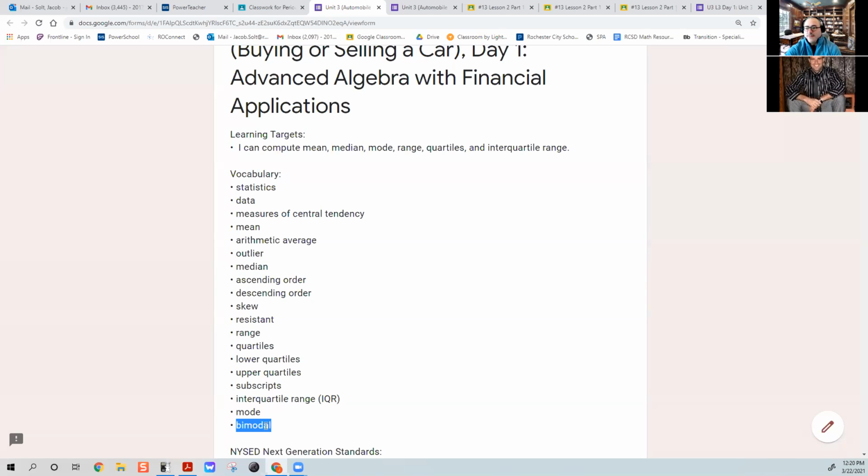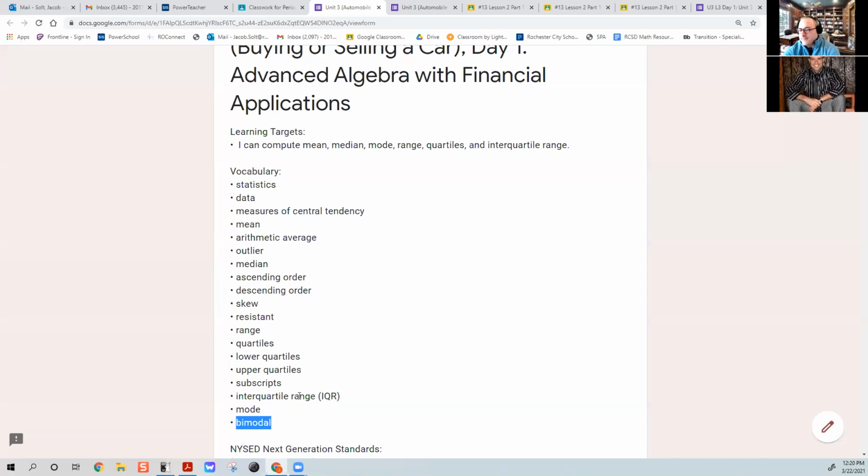And then we have a word called bimodal, which you're probably not familiar with. Bimodal means when we graph these things, it'll have 2 humps. Okay, bimodal, though, that'll have 2 peaks to the graph.